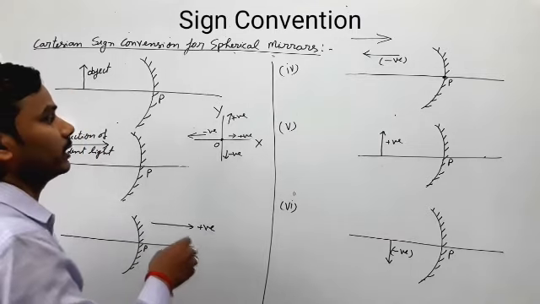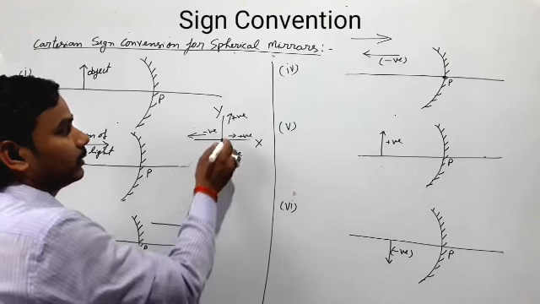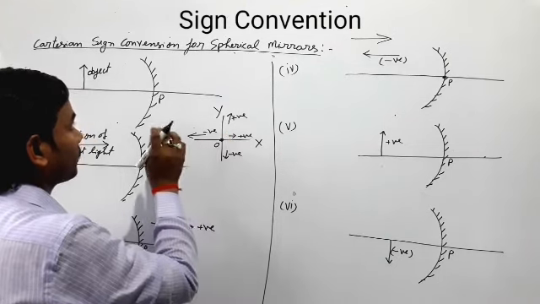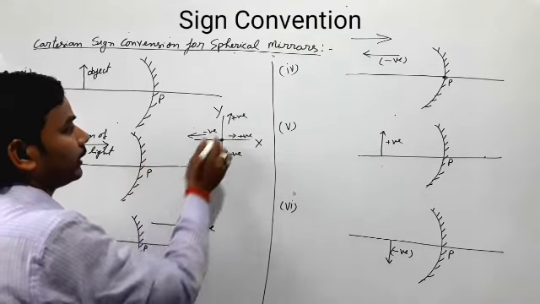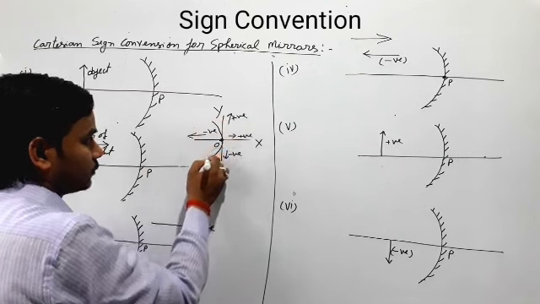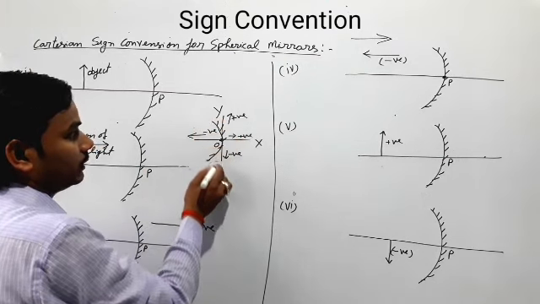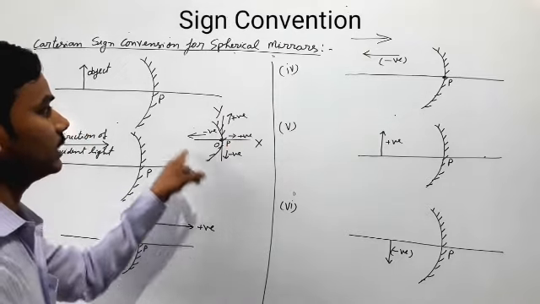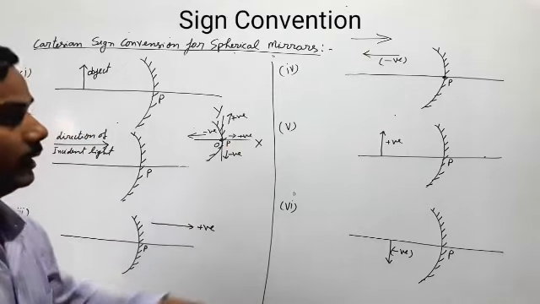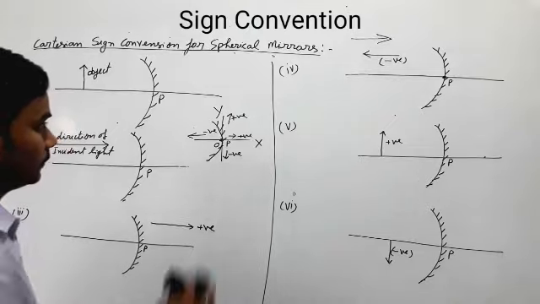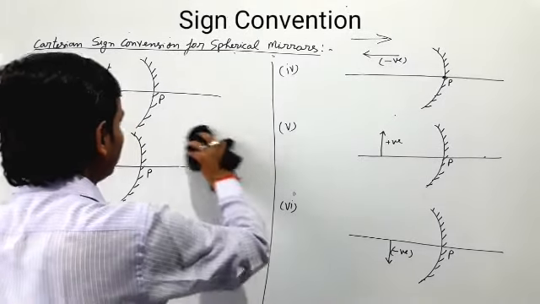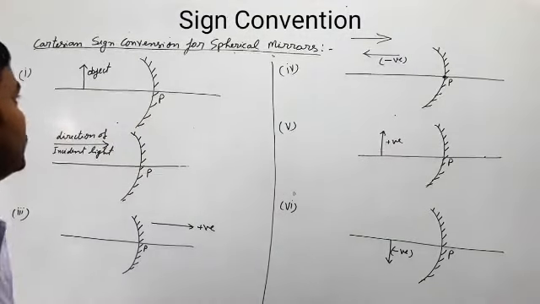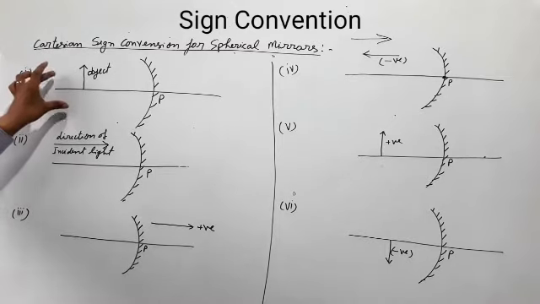Cartesian sign convention. Here we will put the spherical mirror in this way, and the pole will be at the origin of the Cartesian plane. So these laws will be followed. Now we are going to discuss the Cartesian sign convention for spherical mirrors.